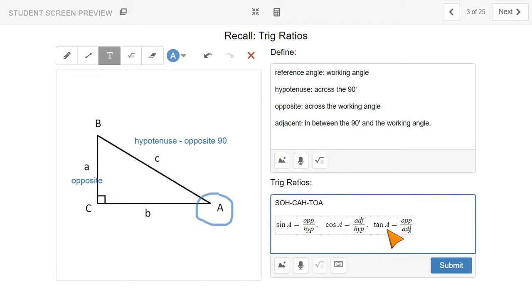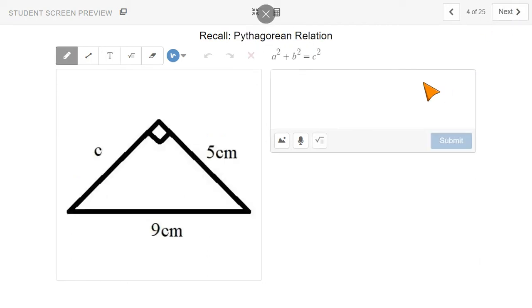Now, be very mindful that when you write sine, cosine, tan, it always has to be these functions applied to an angle. Let's recall the Pythagorean relation as well. We said that the Pythagorean relation is a method to solve the third side when we're given two sides in a right angled triangle. Let's write that down.